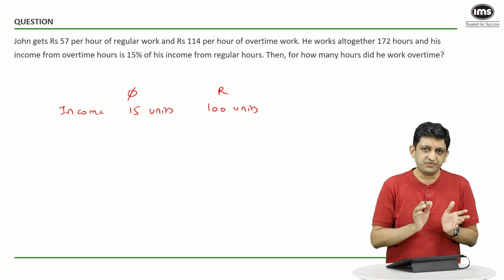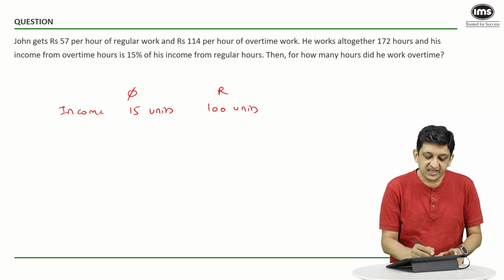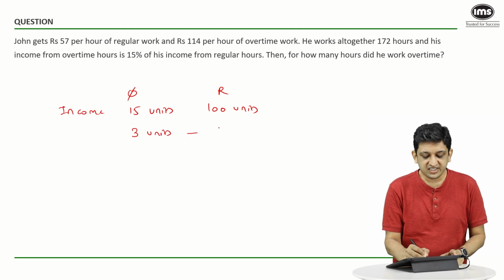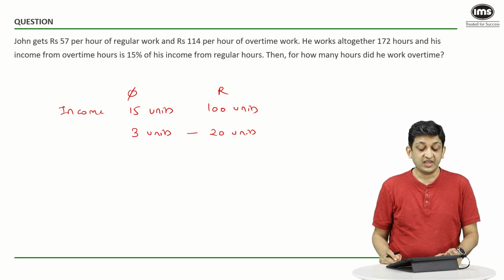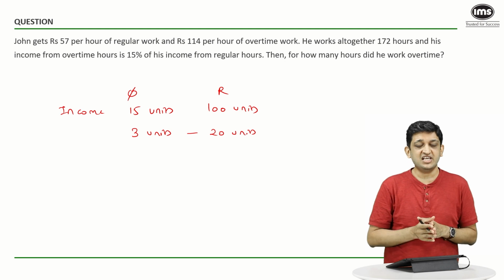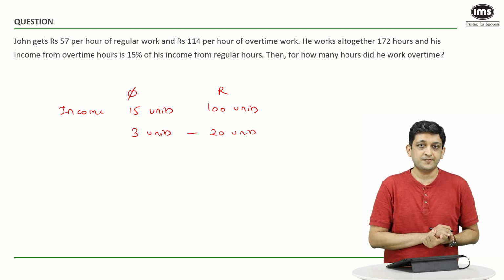If you look at it in terms of ratio, you can say that his income from overtime will be 3 units, whereas his income from regular time will be 20 units. I'm just dividing both sides by 5. Now what needs to be done is we have to understand the amount of time that this person has put in while earning this much money.